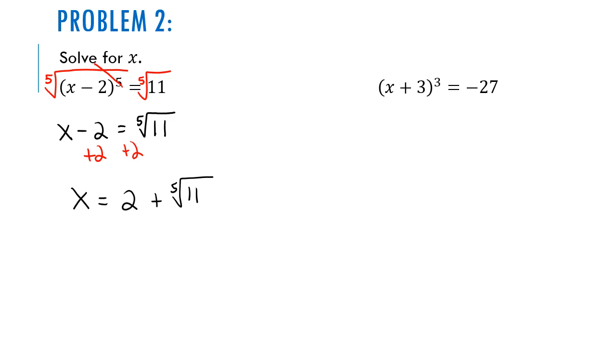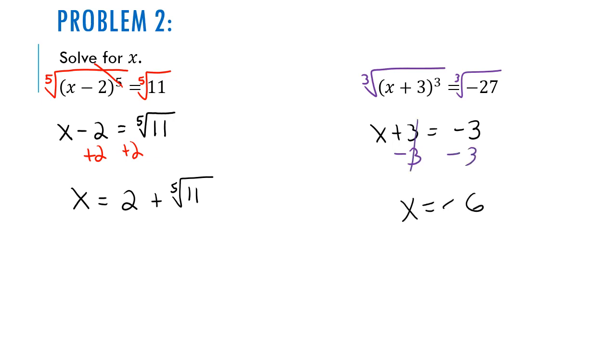Our next one, we're going to do the third root, where we will have x plus 3 equals the cube root of negative 27, which is negative 3. And then we can subtract 3 over. And so x will equal negative 6.